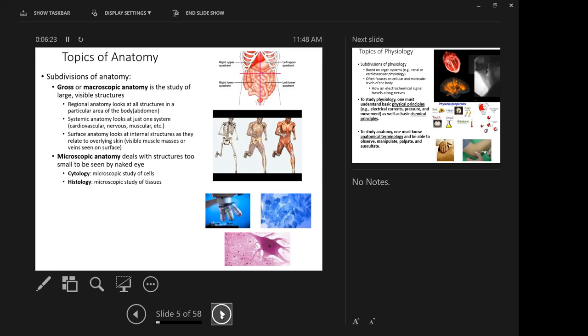The surface structures and the underlying structures, things that are visible. We can look at muscles underneath our skin. We know where the muscles are. We can see the bulges in our skin where the muscles are located. We can't see the muscles, but we know where they are. We can feel them contract and relax. We can feel bone underneath our skin. We don't have to open it up to see it.